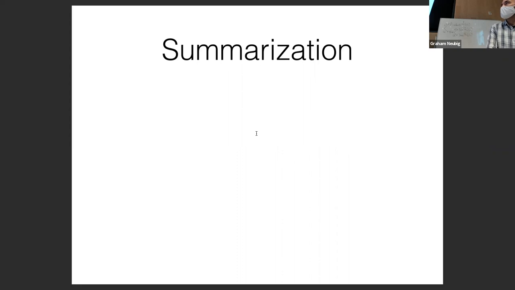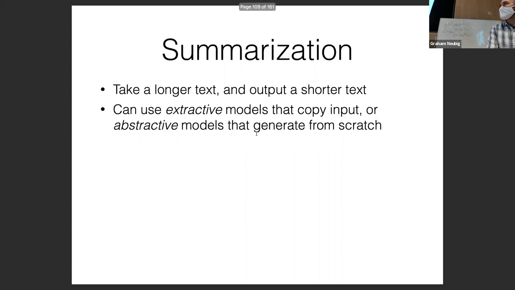Another task is summarization. In summarization, you take a longer text and output a shorter text. One notable thing about summarization is that, unlike translation, you can do a pretty good job by just copying some of the content from the input. Systems that do this are called extractive systems, where basically they extract some of the input and delete the rest. There are also abstractive models that generate from scratch. This is where you would use an encoder-decoder model, like the ones that I talked about.